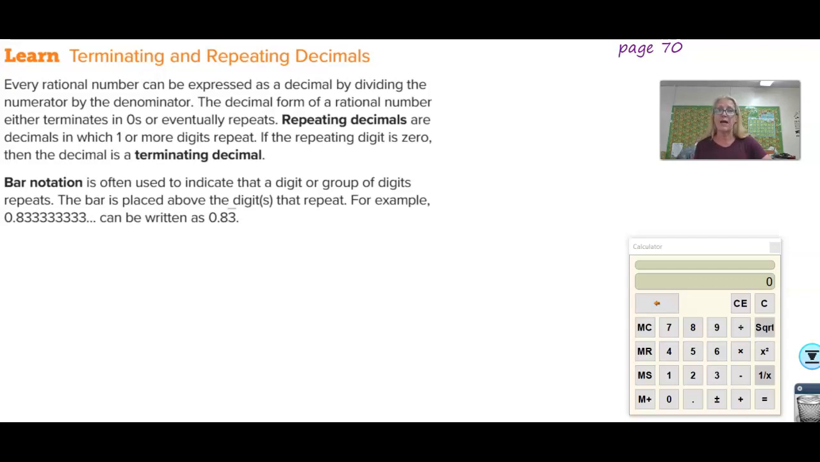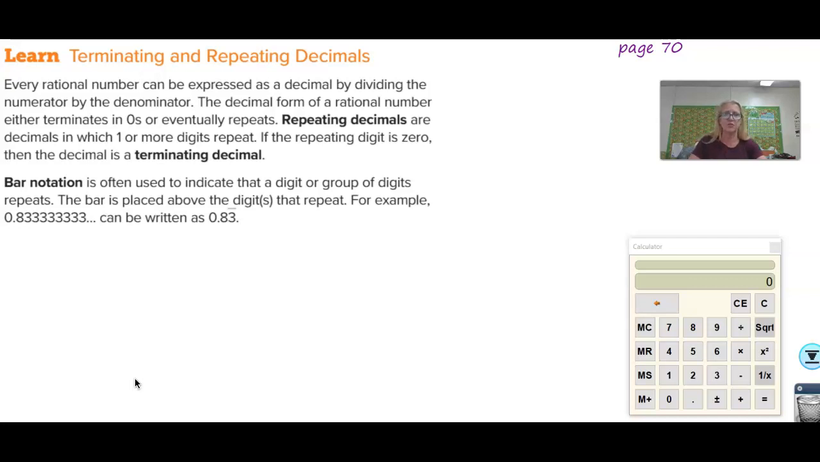The decimal form of a rational number either terminates in zeros or eventually repeats. Repeating decimals are decimals in which one or more digits repeat. If the repeating digit is 0, then the decimal is a terminating decimal. So now this is a kind of a 2020 approach to this. Some people are of a mind that a terminating decimal doesn't really terminate, it just starts doing zeros, okay? Some people are like, no, it ends. Zeros are worth nothing, okay? And I'll show you the difference, and I'll explain how that goes here in a second.